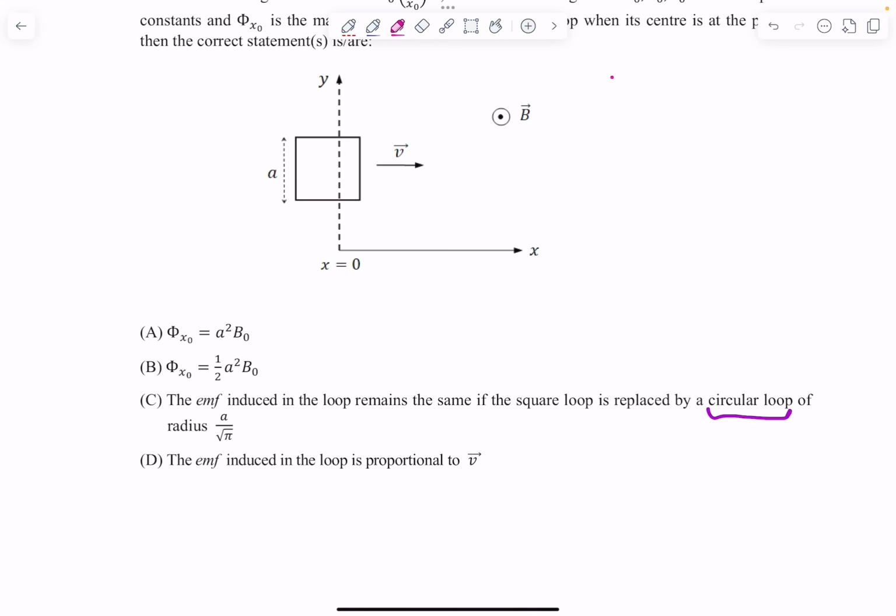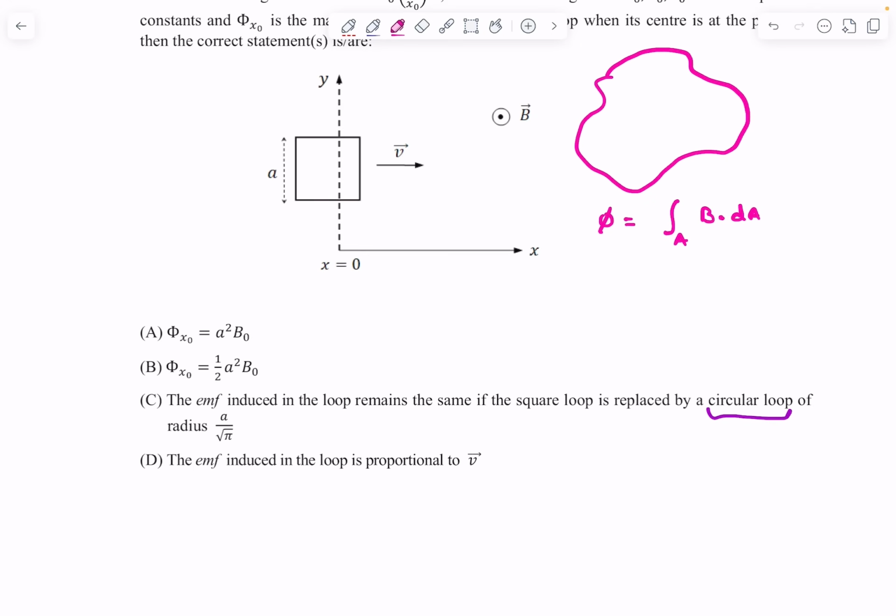Okay, so the idea is pretty simple. Whatever the shape of the loop, let's just take an arbitrary loop. Its shape can be anything. So how would we find the flux through this loop? That would be just the area integral of B dot dA, right? Now the magnetic field here is going to be some constant K times X, right? That's the magnetic field in this particular case.